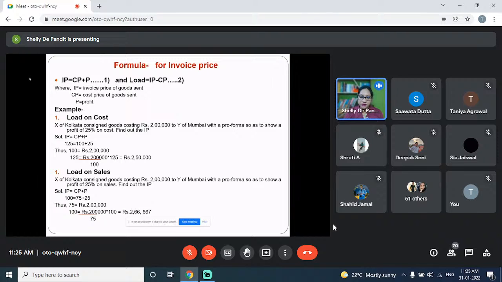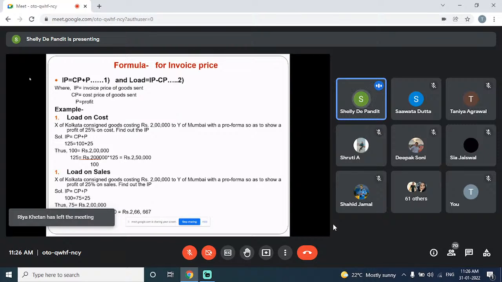I think you understood up to this point. Once again, please, the formula is IP equals CP plus P. The P is given as 25 and it is charged on sales, and we know on what? That would be 100. So on sales, that means my IP is 100. So the balance is my CP, 75.